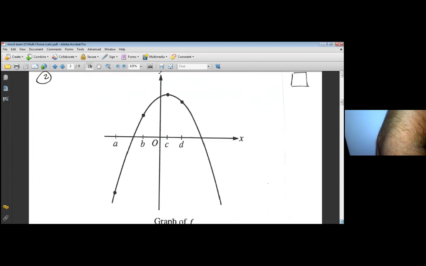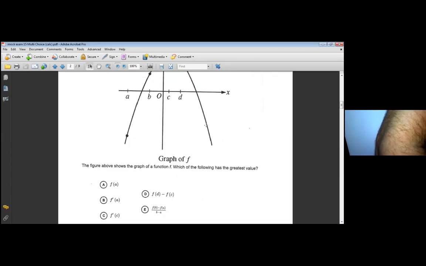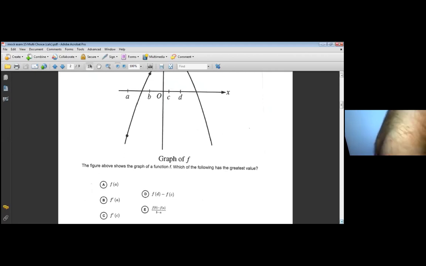All right, number 2. The figure above shows the graph of a function f. Which of the following has the greatest value? Greatest value. All right, so we've got this function f, and we want to know the greatest value. So I'm just going to make a list here and see what we can come up with. This is going to be process of elimination.